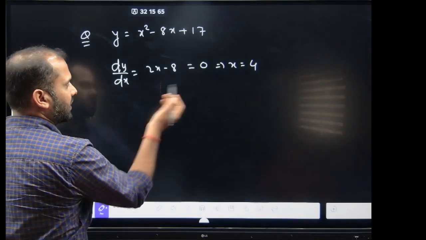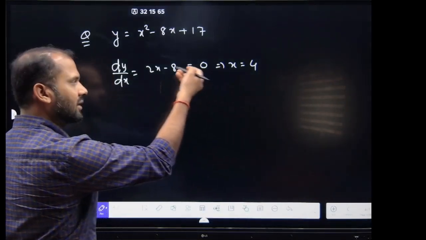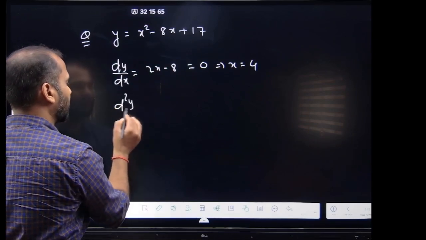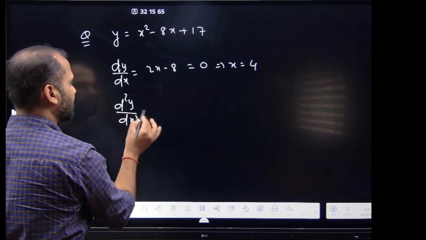Now, check whether it is maxima or minima. Since only one point is there, whatever they are asking should be that only. But still you can check. d square y upon dx square, how much will it be?